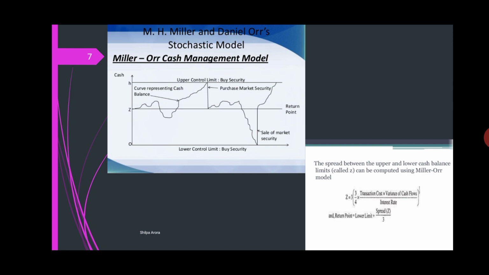Basically the formula used is for the spread between the upper and lower cash balance. Z equals the cube root of 3 multiplied by 3/4 into transaction cost into variance of cash flows divided by the interest rate, and the return point is the lower limit plus spread divided by 3.